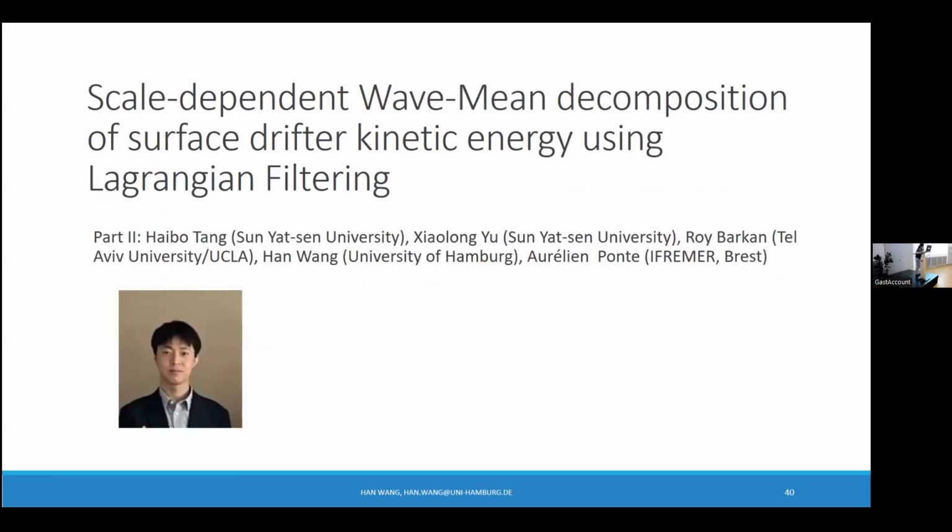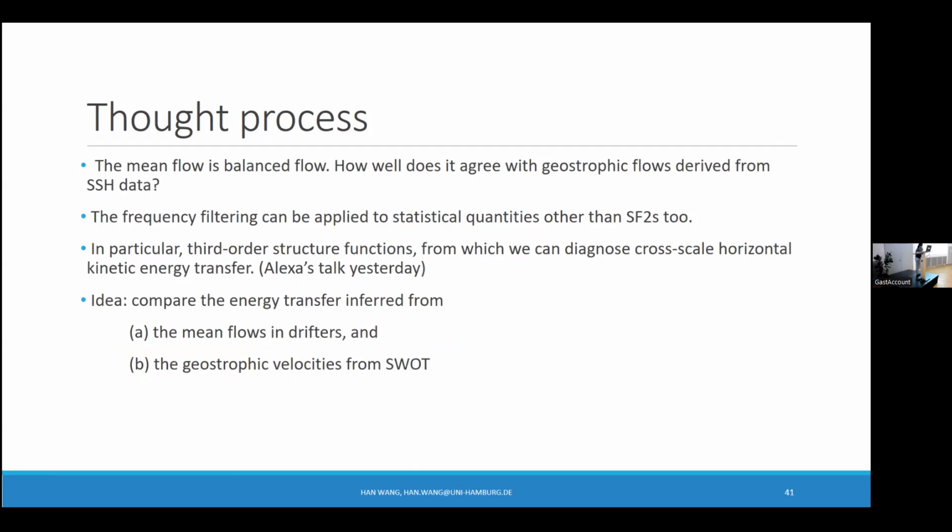So for part two, I will try to do it in 3 minutes. Part two is a collaboration I started in January with these people, and Han Wang is the one who did most of the work. So the thought process is the following. So far we have only looked at second-order structure functions, but the same framework can be applied to all the other drift statistics we know. One other statistic in particular that we're interested in is the third-order structure function, from which we can diagnose cross-scale kinetic energy transfer. And this is something Alexa mentioned yesterday too.